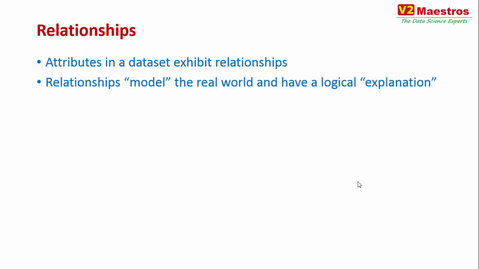The first thing we want to note is what is a relationship. Relationship again forms one of the foundations of data science, and when we talk about relationships, we talk about relationships between attributes. So attributes in a data set exhibit relationships. You have a set of observations in a data set, and the attributes that you see in these observations exhibit what are called relationships.